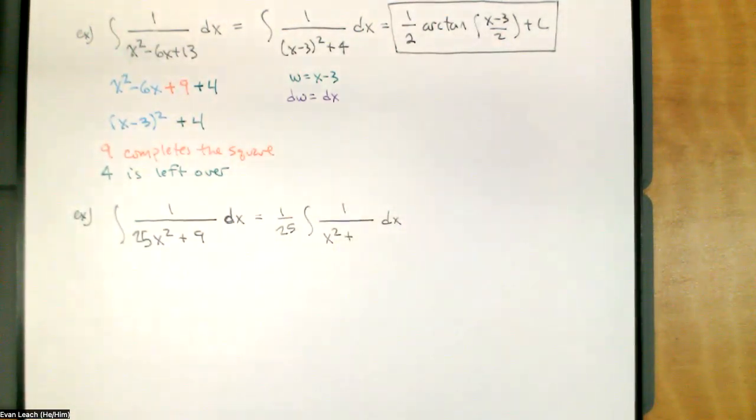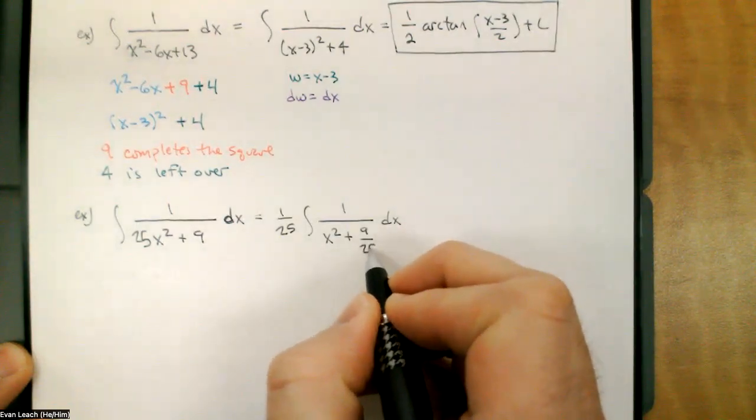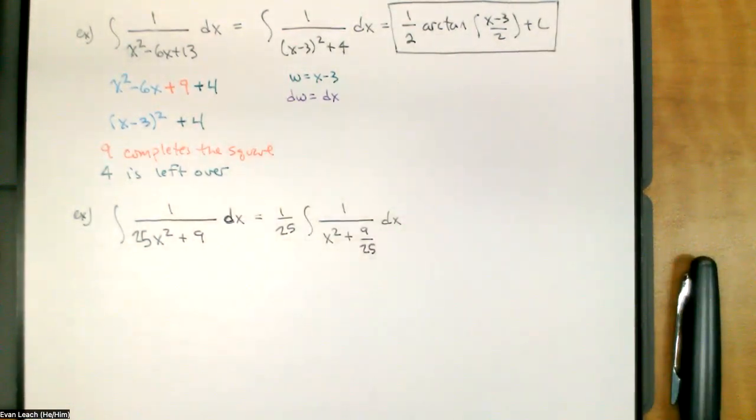This is really uncomfortable for a lot of students because you don't see the 25 as being a common factor. But everything's a common factor if you believe in yourself. We factor 25 out and we just have a 9 over 25. That's our a squared. It's fine. Everything's factorable if you believe it.